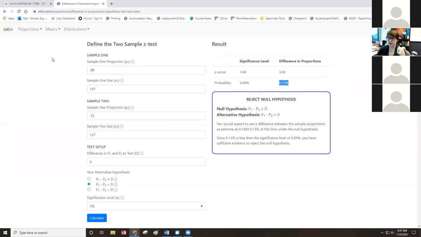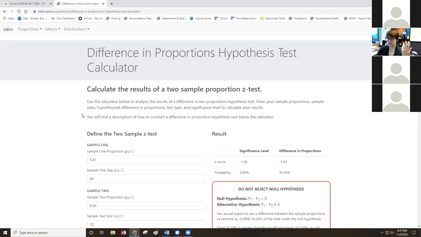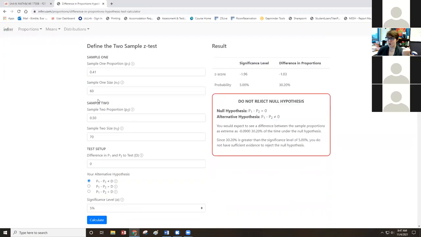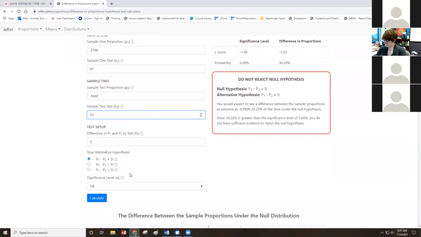All right, so again, when you go straight to this website, don't forget to go up here and click difference of proportions so that you get the right calculator. So our first sample proportion is 0.2766 out of 47 individuals. And the next one is 0.5660, that was out of 53. Okay, and now in this case, we think that P1 minus P2 is going to be less than zero. So we want to pick this third option here.